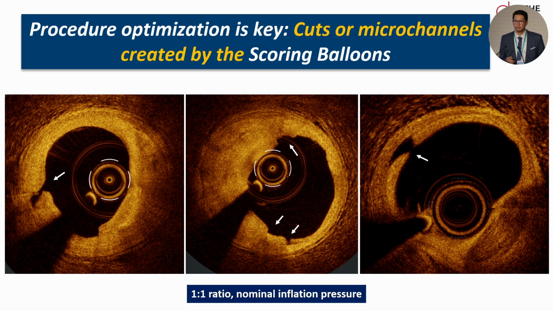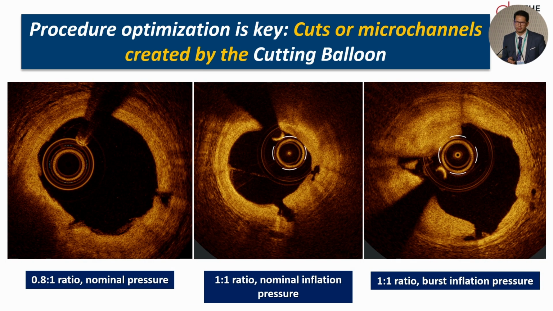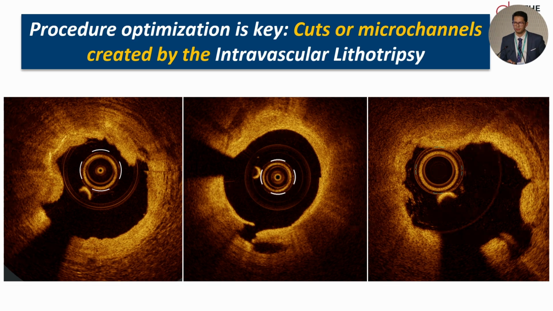If you're using scoring balloons, you can see these small cuts or microchannels that you will get after a 1-to-1 ratio at nominal inflation pressure. What happens with scoring balloons? You get a little bit deeper microchannels or cuts in the plaque. Depending on whether you undersize your scoring balloon, 0.8 to 1, or go 1-to-1, you get a deeper cut. If you go 1-to-1 with a high pressure, you get a really deep cut, which potentially will facilitate getting more lumen at the end of the procedure.